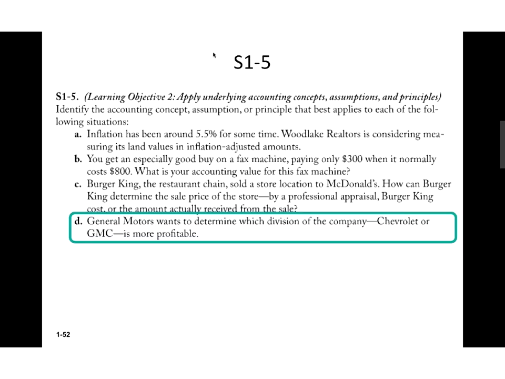Okay, so General Motors wants to determine which division of the company is more profitable. To make your divisions, you're going to use that entity assumption. So this one, it's just saying what assumptions at play, not what's the right answer to do, is this legal or not, what main assumption governs there.